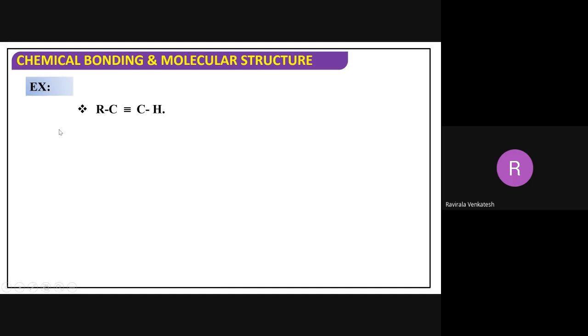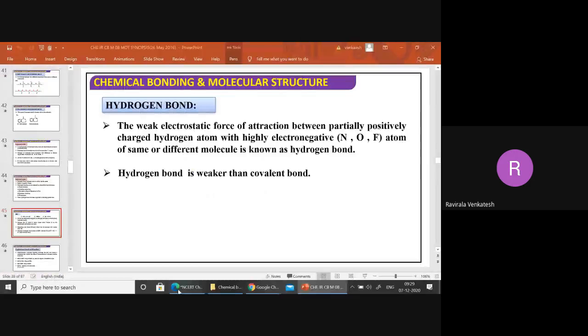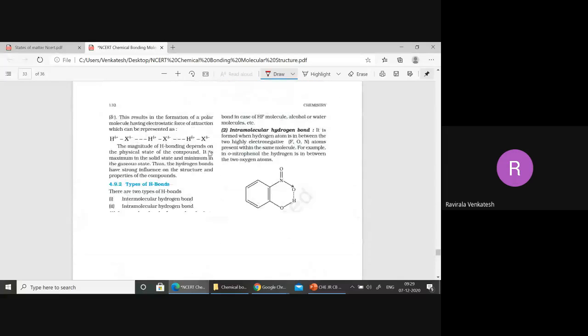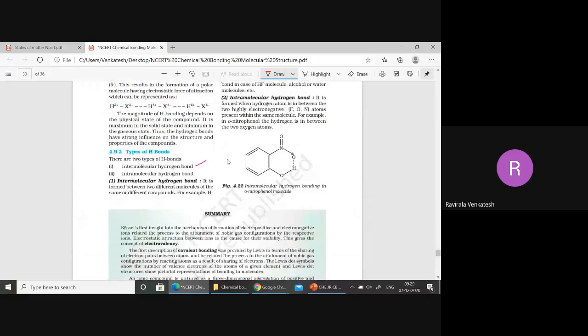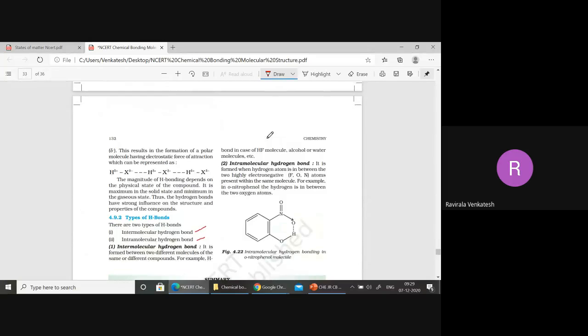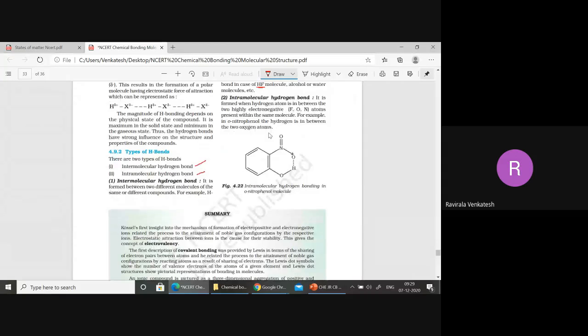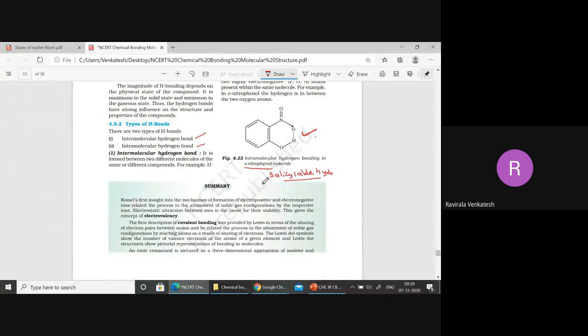Let me move to our textbook now. This we already discussed: the hydrogen bonding definition and the types, inter and intra, are completed. For inter, the example is HF. For intramolecular hydrogen bonding we have taken orthonitrophenol, and salicyl aldehyde also I gave. All of you please note down the examples and what I have written in your notebook. Only one or two questions are there regarding hydrogen bonding, and we'll discuss them.